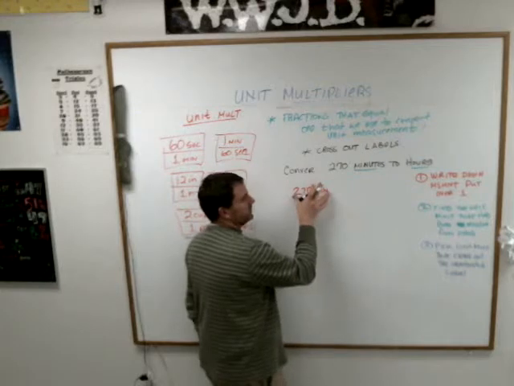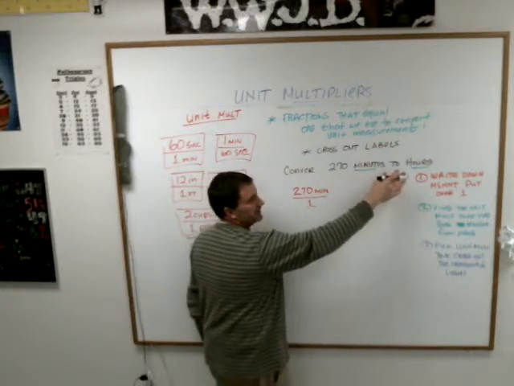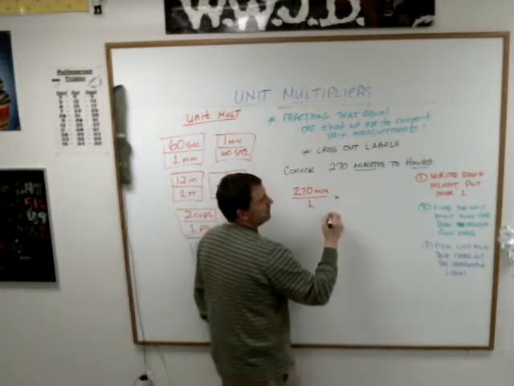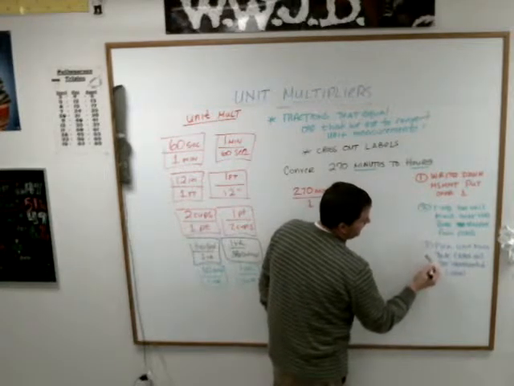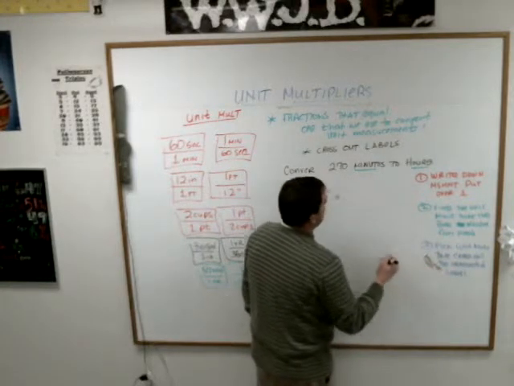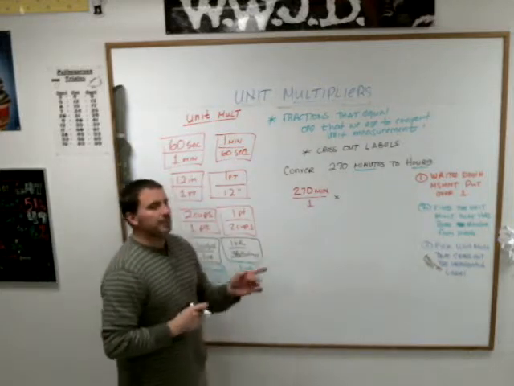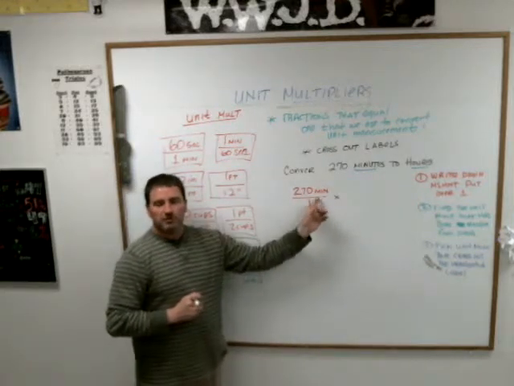So here's my starting fraction. I want to change minutes into hours, so I am going to multiply. I should have put multiply here. I'm going to multiply by the unit multiplier that will make the label minutes cross off.